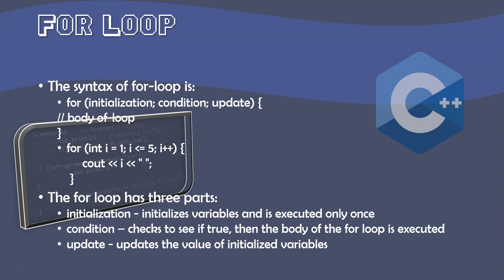Now, just as a refresher, the for loop has those three parts that we talked about. We have the initialization, which initializes the variables and executes only once. This is typically going to be something like int i equals 1 or int i equals 0. We have a condition, which is a Boolean expression that checks whether or not that expression is still true, and then the body of the loop will be executed. And then we have our update statement, which simply updates the value of that initial variable, which in this case, for example, was i.